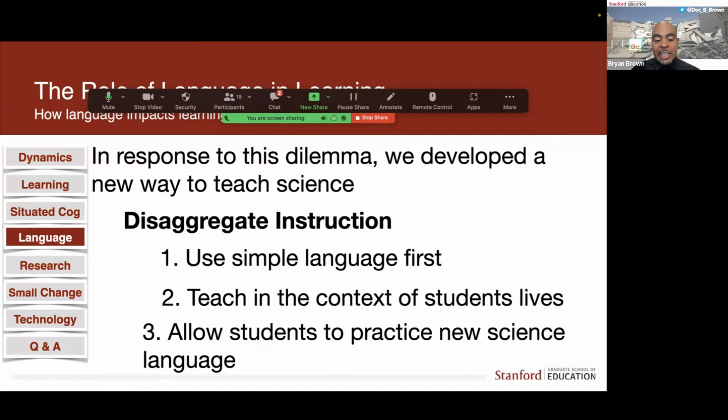And we used our pre-assessments to figure out what that might be, teach them the content in the context, and then we teach them and give them lots of practice using the science language. And so that's disaggregate instruction. Idea first, make sure that we're teaching in an authentic context, and then give them lots of opportunities to explain, but enable them to practice using new science words.